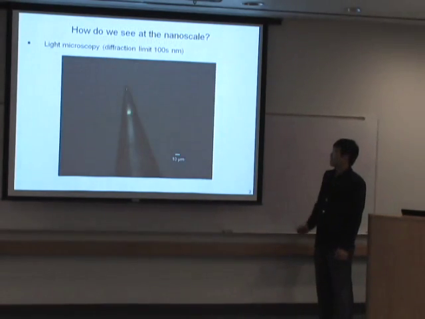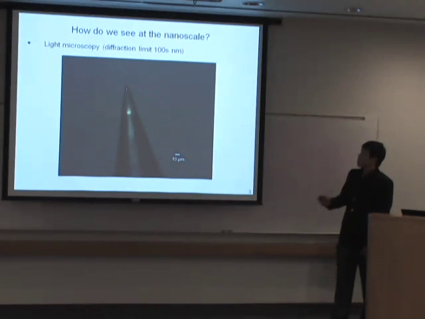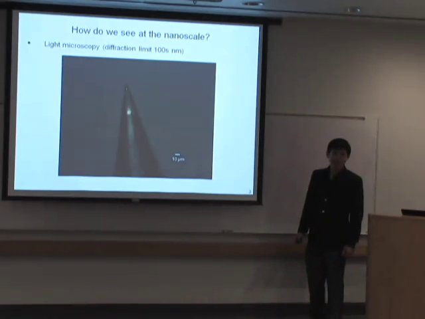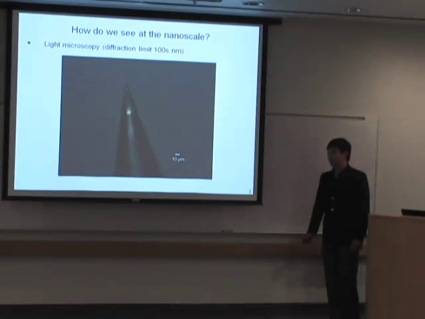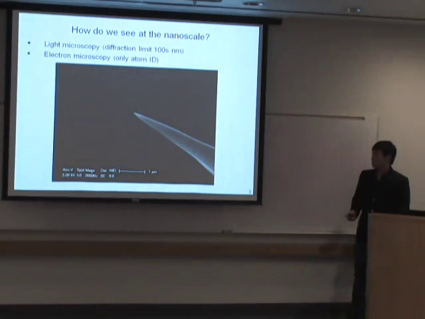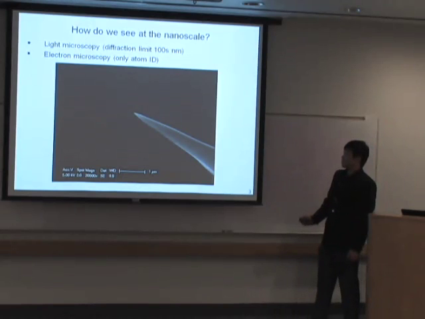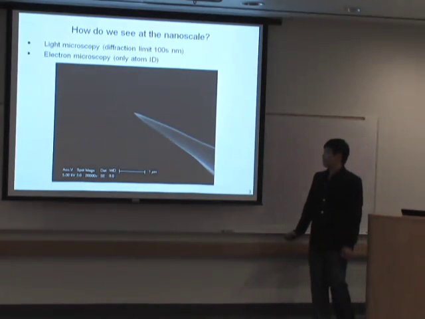So how do we see at the nanoscale? Well, let's say we're trying to look at the tip right here. We could use light microscopy, but once we get down to about a micron, it starts to get blurry, and this is called the diffraction limit of light, and we can't see any further. So we could use electron microscopy. This is a black and white picture of electron microscopy that you've seen before. And it's the same tip, but we could get down a little more.